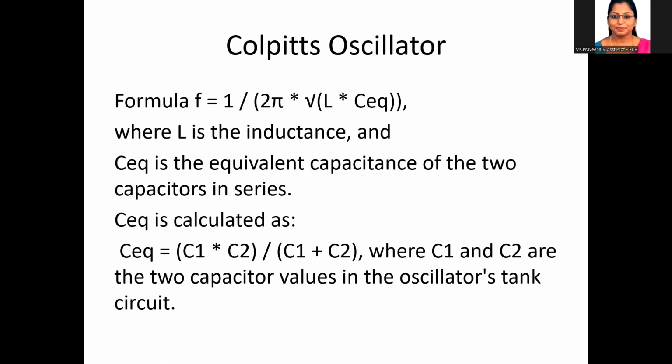Then this is the formula: F equal to 1 divided by 2 pi into root of L into C. L is the inductor value and C equivalent is the equivalent capacitance of the two capacitors that are connected in series. What is the formula for capacitors connected in series? That is C1 C2 divided by C1 plus C2. Right? So that is given there.